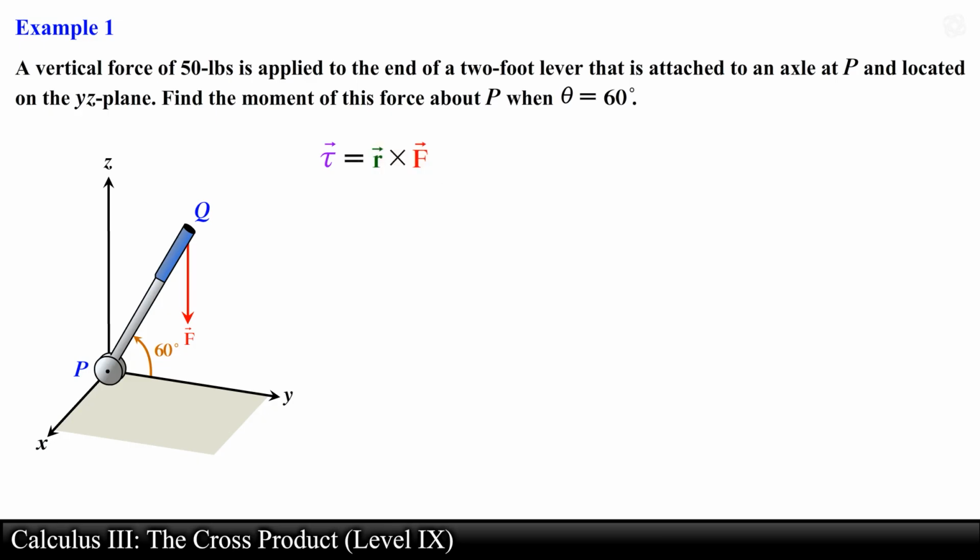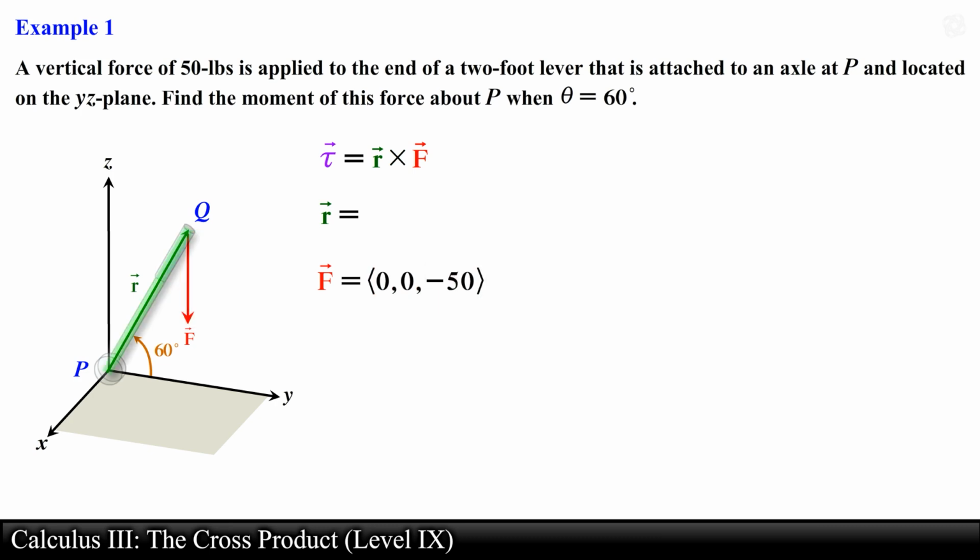In order to use the component definition of the cross product, we need to find the components of the position vector r and the components of the force vector F. Since the force is directed vertically downward, the force vector will only have a z component of negative 50 pounds. The other components will be equal to 0.